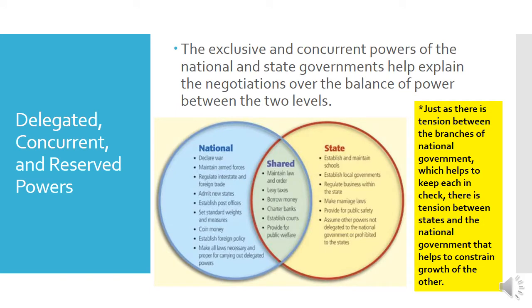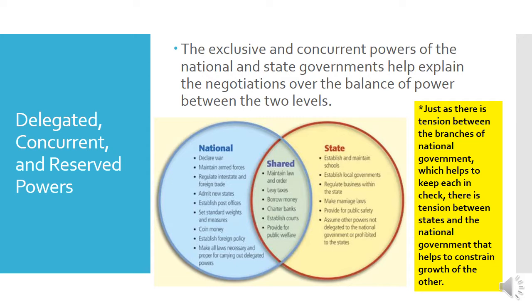All right, so a quick review on some of the basics of federalism. Within this system, we have three different kinds of power. You have your delegated powers, which are your national powers that are exclusive to the national level. You have your reserved powers, which are exclusive to the state governments. And then you have a bunch of powers that are exercised by both levels of government, and we call those concurrent powers. So the key point for this one is the exclusive and concurrent powers of the national and state governments help to explain the negotiations over the balance of power between the two levels.